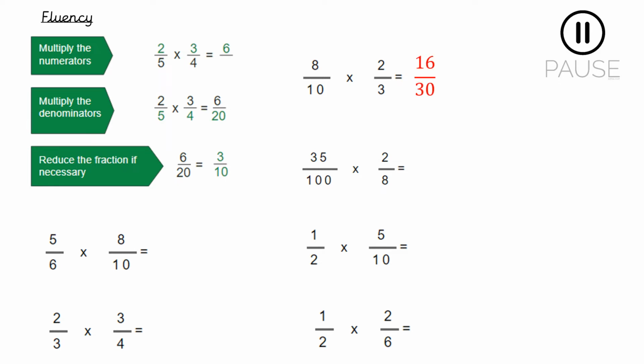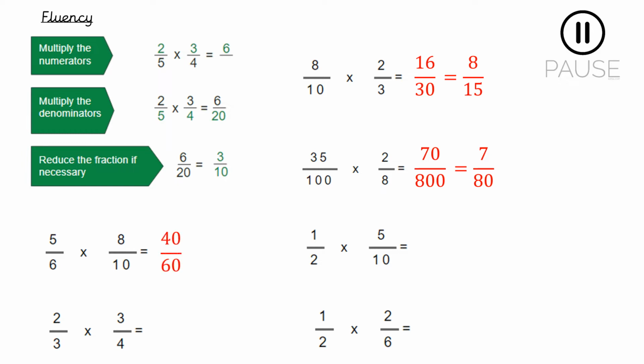So 8 times 2 is 16, 10 times 3 is 30. Can we simplify that? Yes, we can. We can divide them both by 2. So 16 divided by 2 is 8, 30 divided by 2 is 15. Next one, 35 times 2 is 70, 100 times 8 is 800, and then we can simplify that by dividing them both by 10. Can we divide them again by anything if they've got a common factor? No, there's nothing that can go equally into 7 and 80, so that's the simplest it can be.